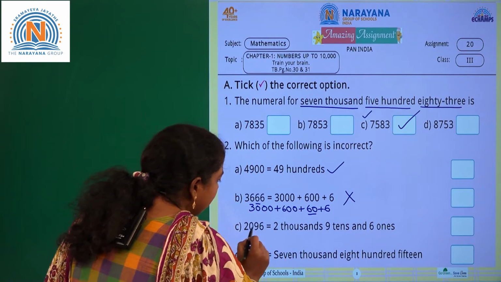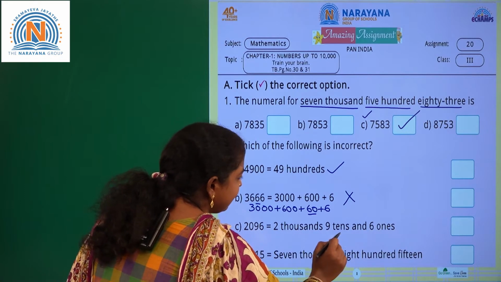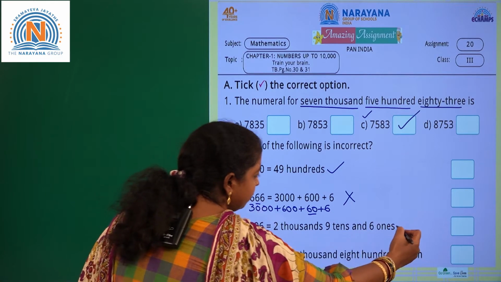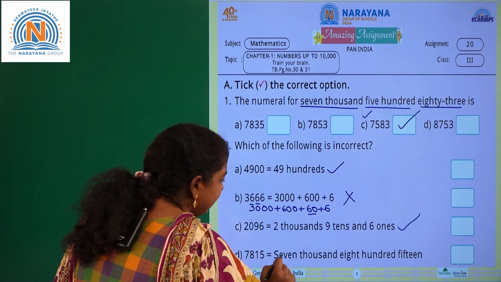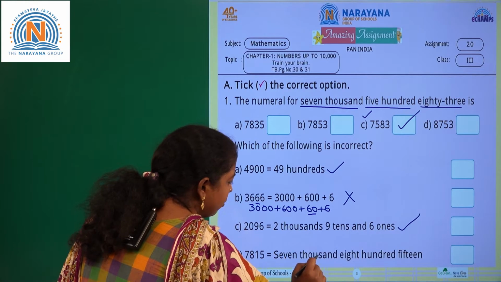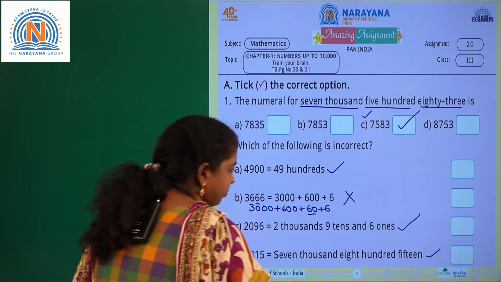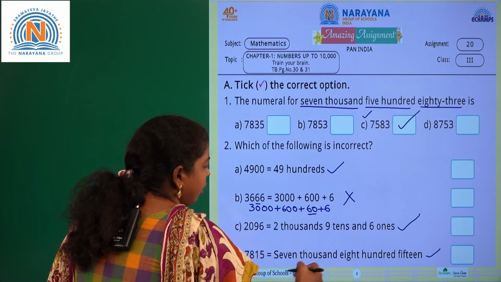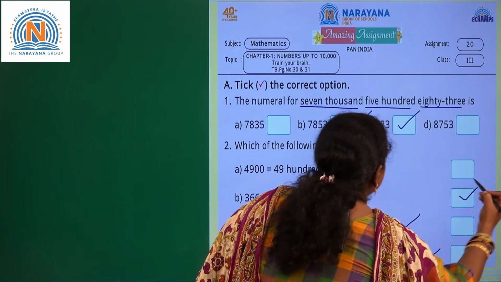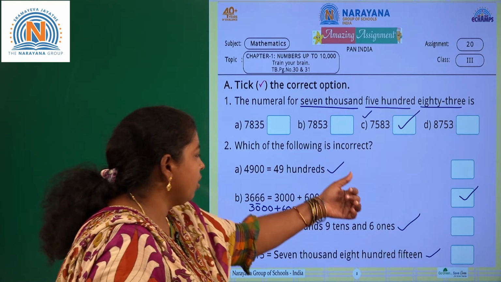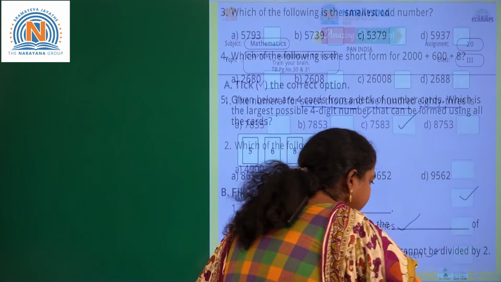Next one. 2096. That can be written as 2 thousands, 9 tens and 6 ones. Yes, that is true. 7815. So, this is the correct word name, right? Which one is correct among all the four? Option B is incorrect. So, tick option B. Okay. Which of the following is incorrect? Option B is incorrect.